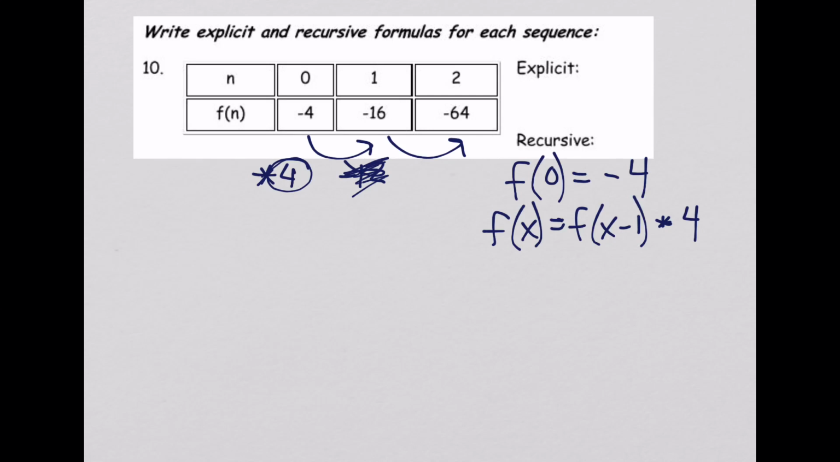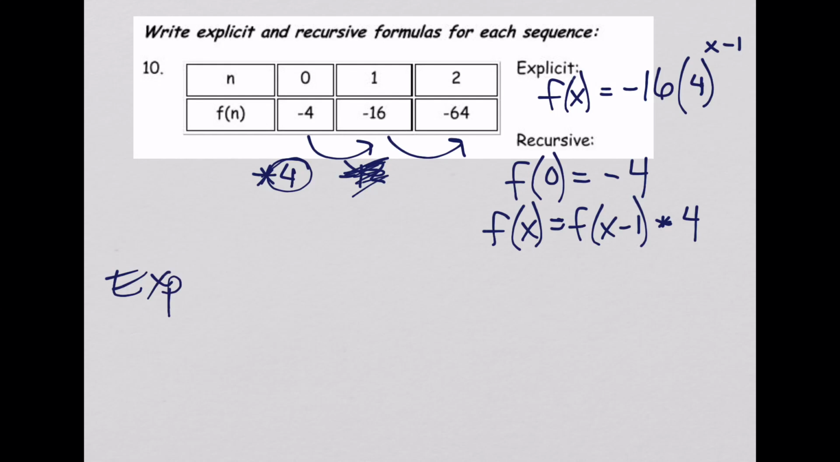Now, the explicit formula, think back to when we were doing exponential growth. We're going to start off with f(x), and I'm going to do this with the first term just for fun, which was negative 16. And what was my pattern? I am multiplying by 4. And since negative 16 was my first term, I'm going to have x − 1 as my exponent.